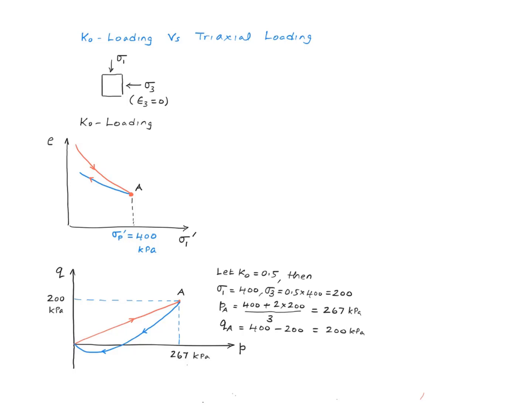If I assume a K naught of 0.5 during one-dimensional loading, then I can calculate my sigma 3 from the value of sigma 1. Sigma 1 is 400. I'm talking about point A here. So sigma 3 would then be 0.5 times that. So we get 200. And I can calculate my P and Q at point A, which works out to be 267 and 200 kilopascal.